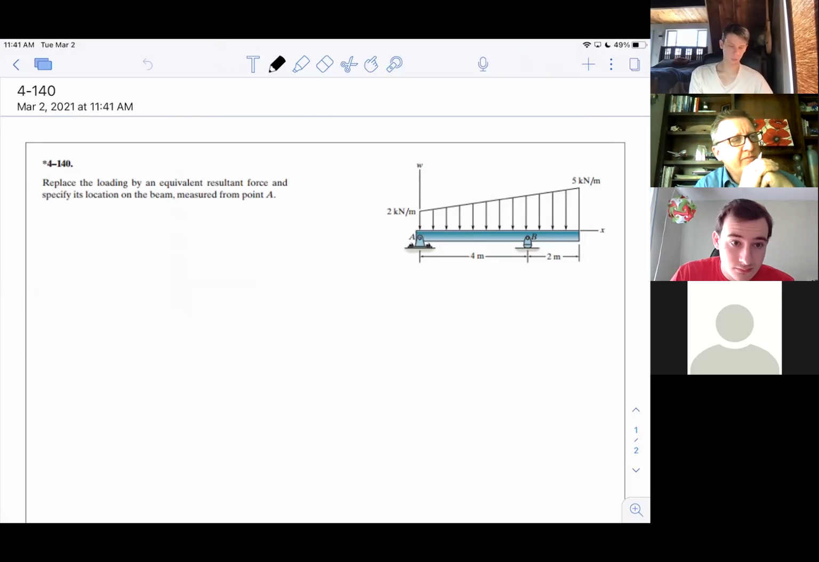Notice they don't ask us to find the reactions at A and B. That's actually next. That's what's going to happen in the next section. You already know how to do that. But all they're saying is replace that loading by an equivalent resultant force, and where is that thing? So the problem is, how do you handle it when it's a trapezoid?